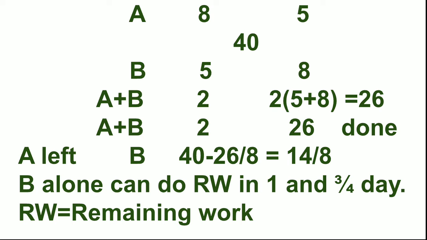Since A has left, now B is there. So for B, work units left are 40 minus 26 equals 14, and his efficiency is 8 units per day. So he will do the 14 units of work in 14 divided by 8. Means B alone can do the remaining work in 1 and 3/4 days.